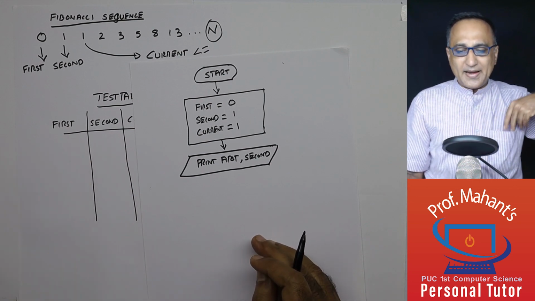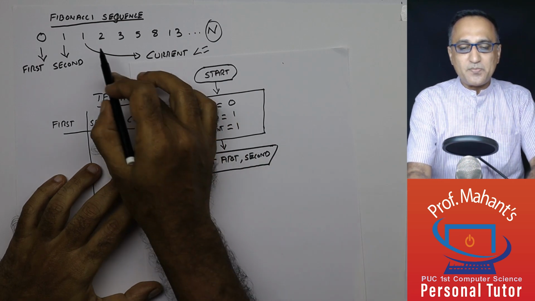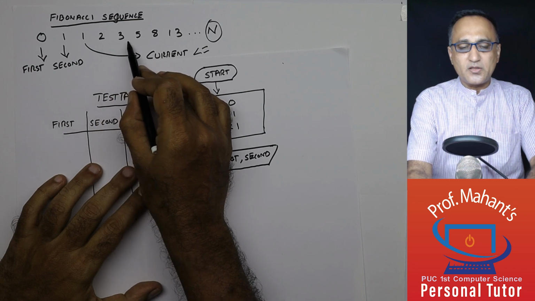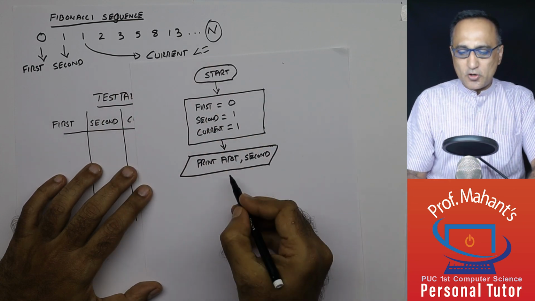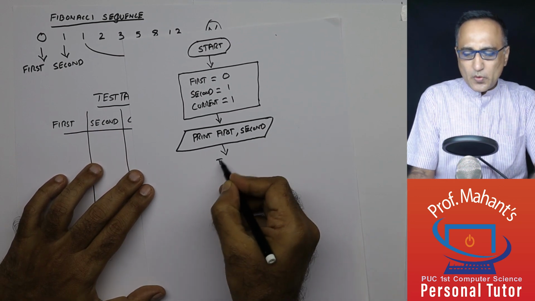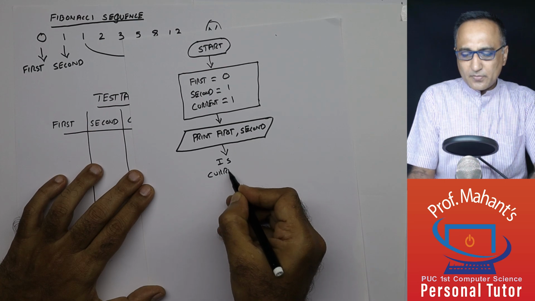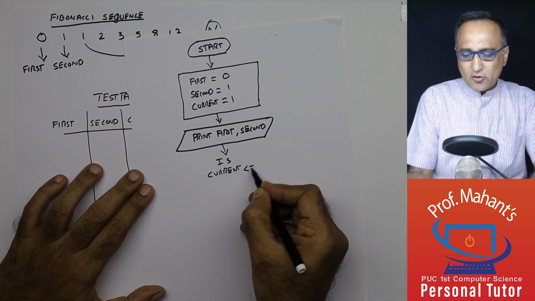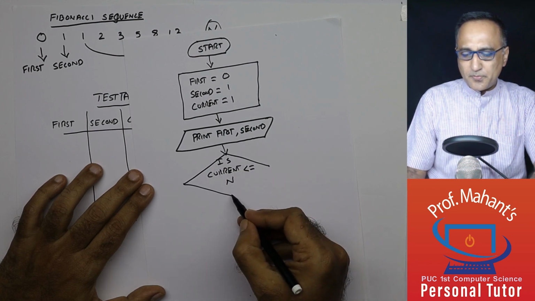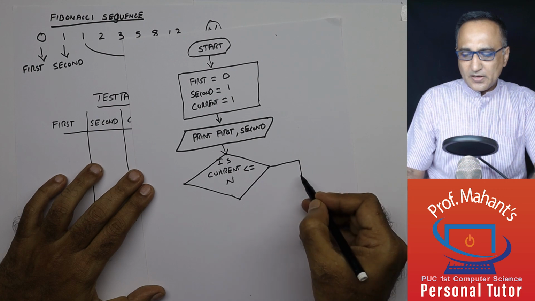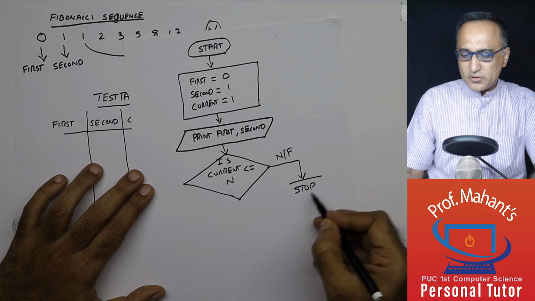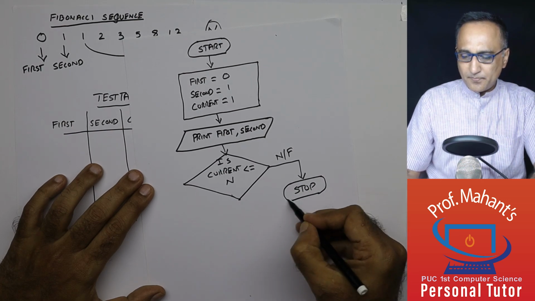Now I'm going to come and ask a condition. How long should I keep generating the terms of this series? Terms are 1, 2, 3, 5, 8, 13 and so on. So I'll answer that question with this particular condition. As long as the value of current is less than or equal to n, I am going to continue to print the value of current. If it is no or false, I am going to halt this processing and stop.